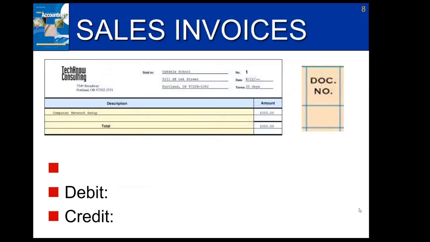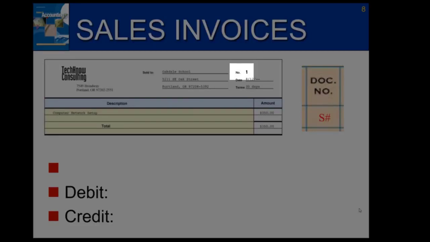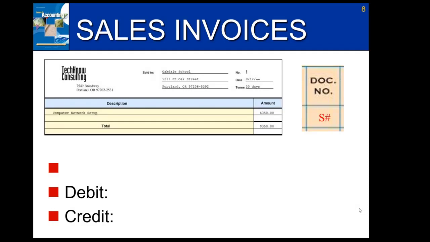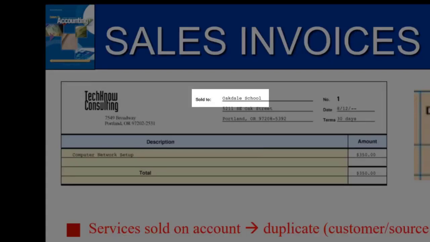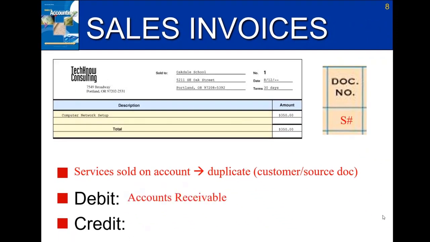The next type of source document is a sales invoice, and this is what one would look like. In the document number column, our sales invoice is going to be recorded as S and then whatever number it is. So the sales invoice says number 1. We would record this on our journal as S1. A sales invoice is used whenever we sell a service on account. So typically there's a duplication made with the sales invoice. So the customer gets a copy and then the actual business gets a copy. And if we look at this, it says sold to Oakdale School. So our debit is going to be our accounts receivable to whoever we sold from, because they're going to owe us money. And sales is always our credit in a sales invoice.